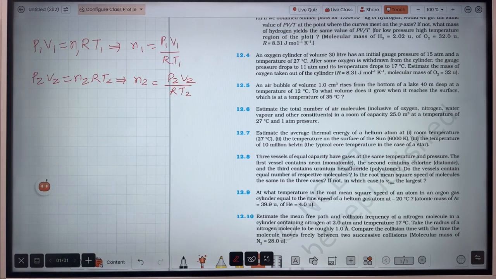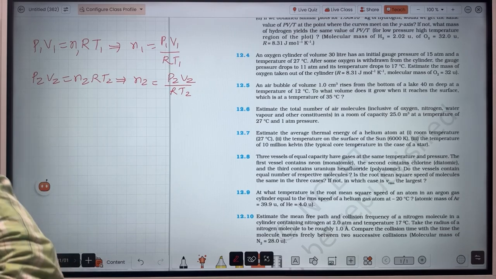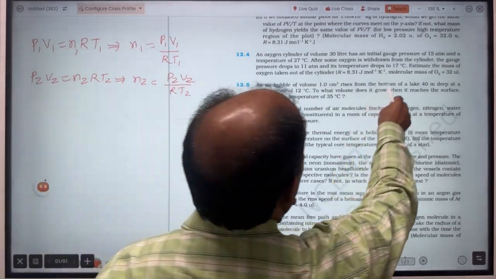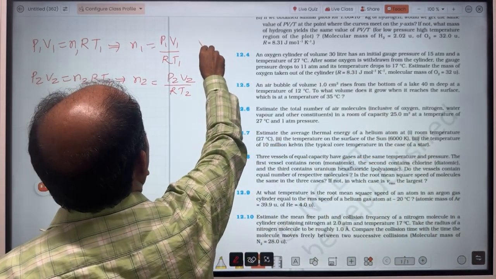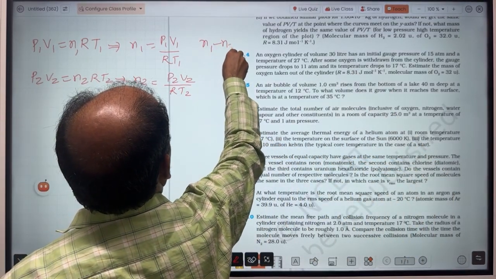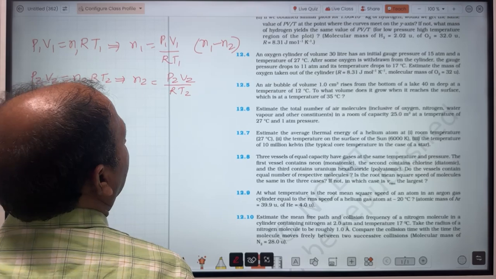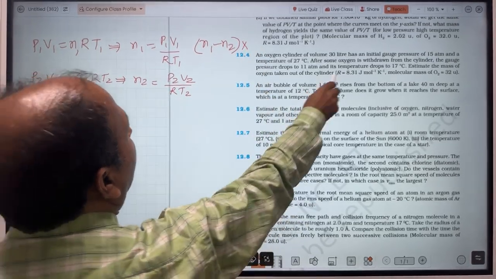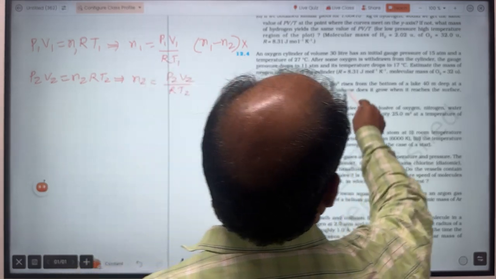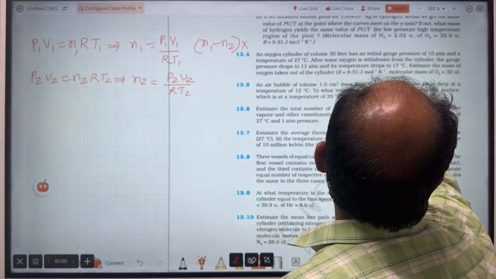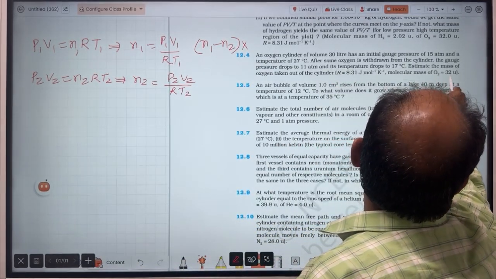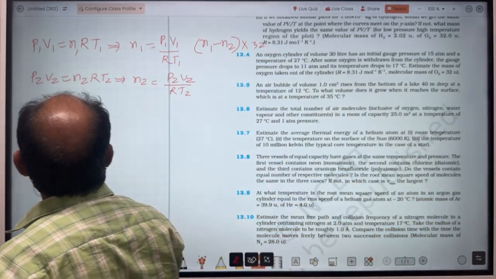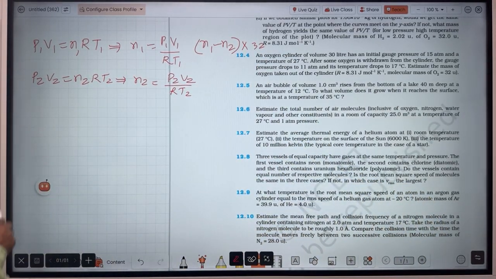This is how we can find the number of moles. And then, since some moles have been taken out, we find the difference N1 minus N2, right? And to find the mass, we multiply it by molar mass, and that is given in the question. It is molecular mass, that is 32. So this is all to be done. So let's calculate one by one.